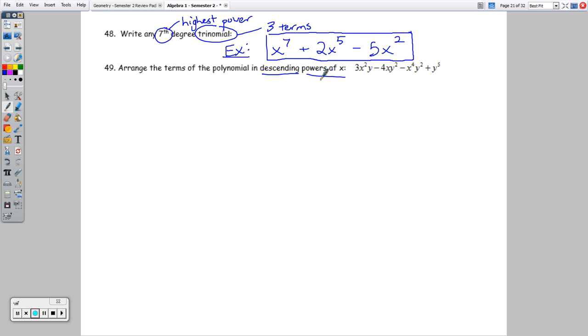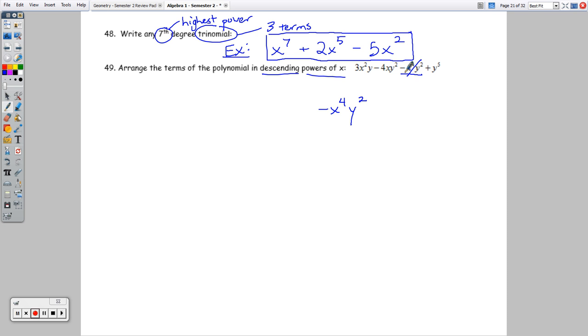And then here, 48, descending powers of x. Look for the highest power of x. That's that one to start. So this would be rearranged in that way, negative x to the 4th y squared. So we dealt with that one.